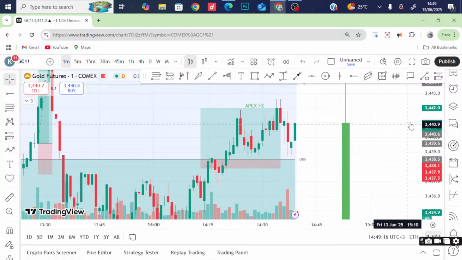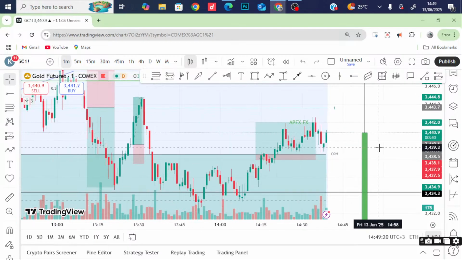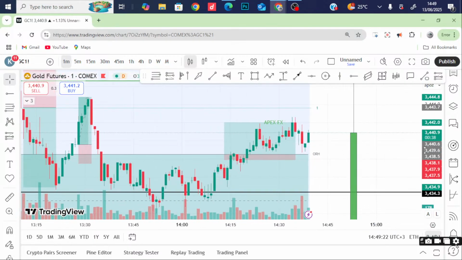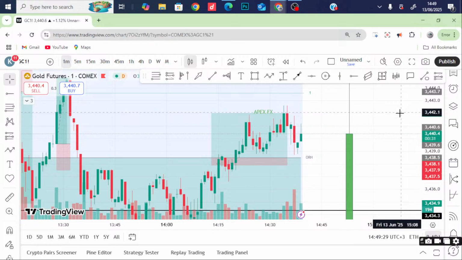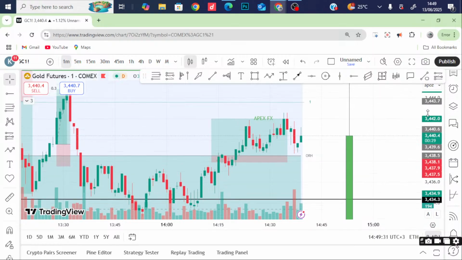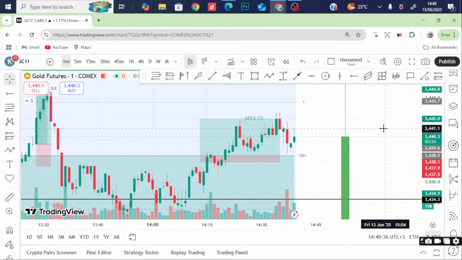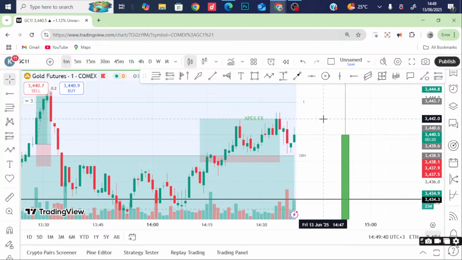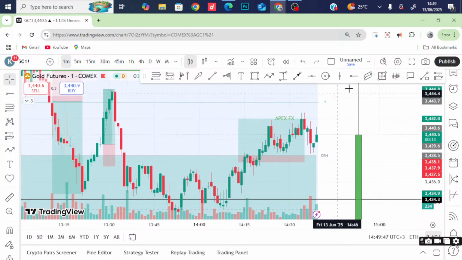Very simple strategy. I wanted to show you how simple this thing is. That's how I used to trade. Simple strategy. Okay.